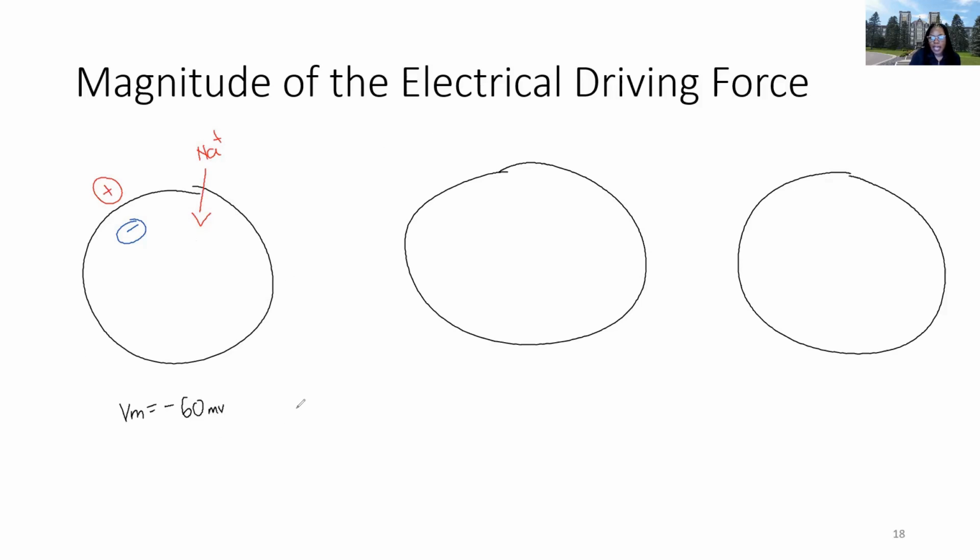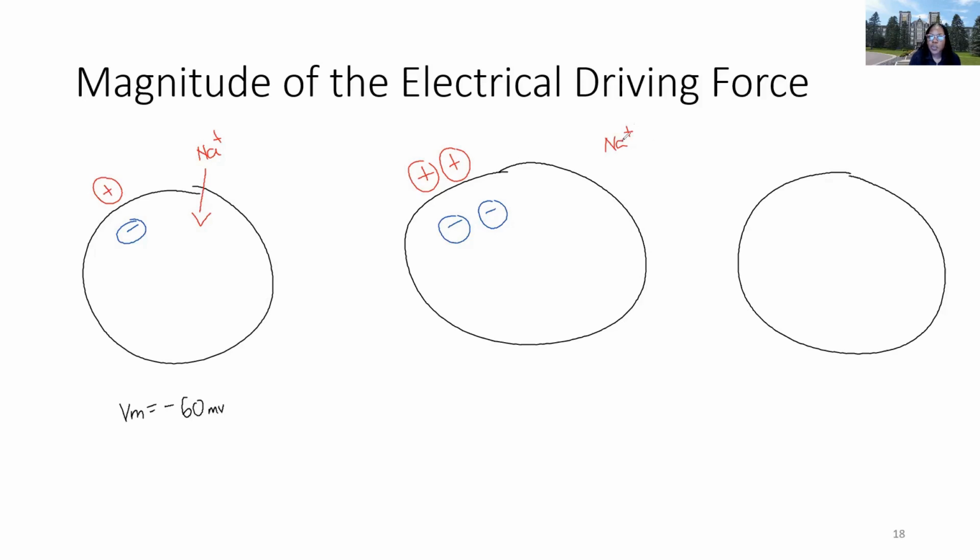And the magnitude of that, really important, is negative 60 millivolts. That's how strong sodium wants to move. If you look at another case here, now we have twice as much charge on the outside and twice as much on the inside. And again, if you look at a single charge monovalent cation like sodium, it's going to want to get into the cell, but here it's going to really want to get into the cell.